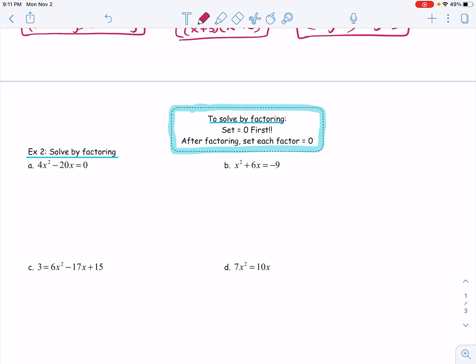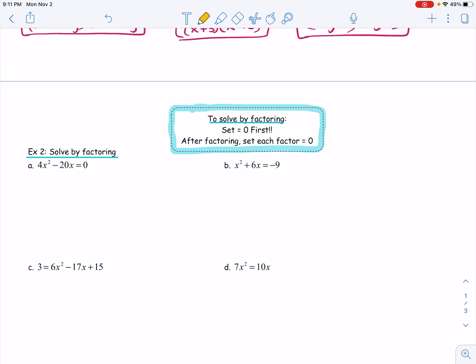So here we go. Change colors. Solve by factoring. Well, first step is set it equal to 0. That's already done for us. Now it's like the quote-unquote factoring part, right? So go through your factoring thing. Is there a GCF? Is it a perfect square trinomial? Is it a difference of squares, etc., etc., etc.?